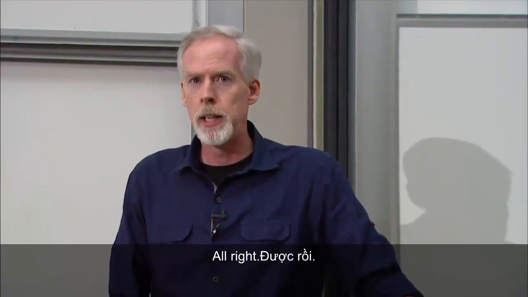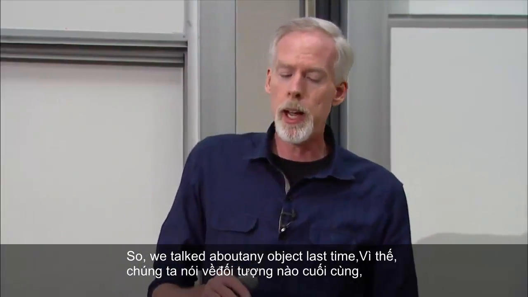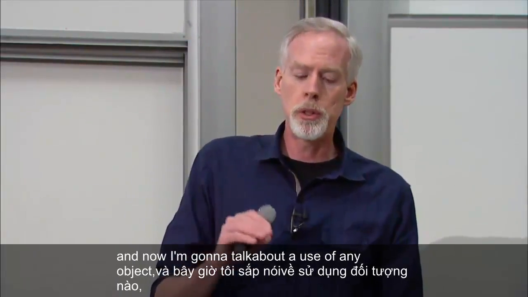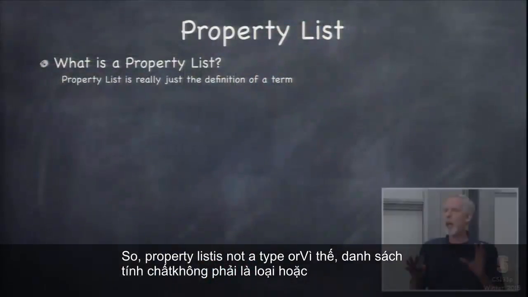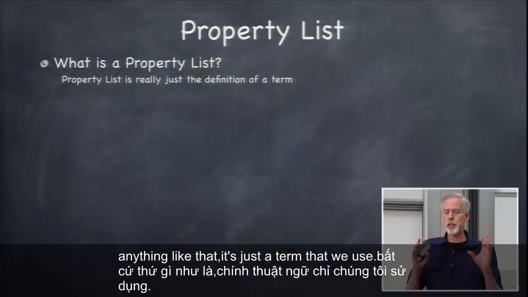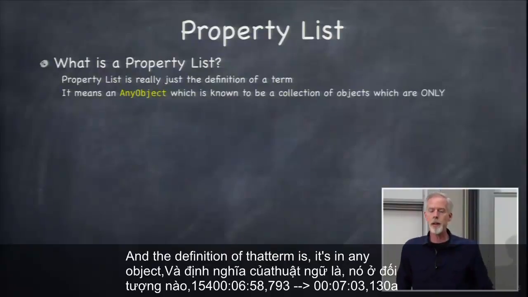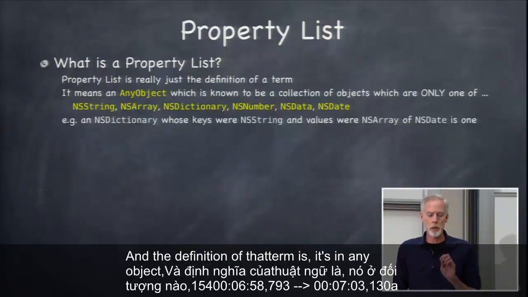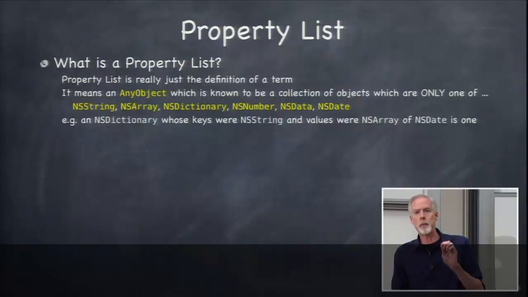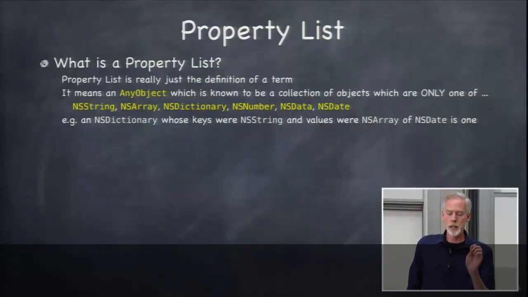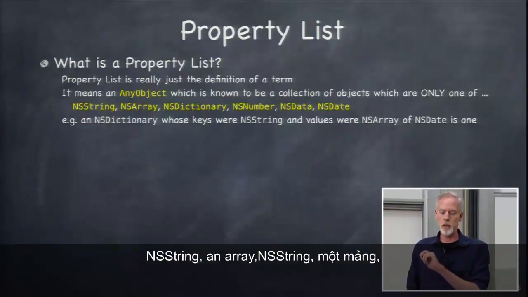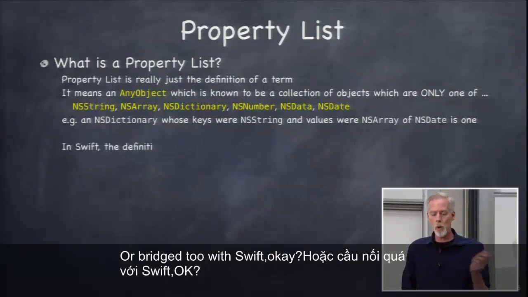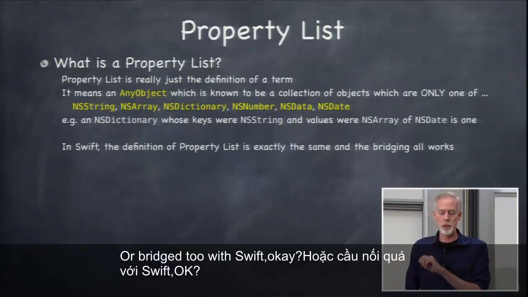All right, so we talked about AnyObject last time, and I'm going to talk about a use of AnyObject, which is called property list. Property list is not a type or anything like that. It's just a term that we use, and the definition of that term is that it's an AnyObject. A property list is any object that is known to be, behind the scenes, one of those 6 classes: NSString, array, dictionary, number, data, and date. Or bridged to with Swift.